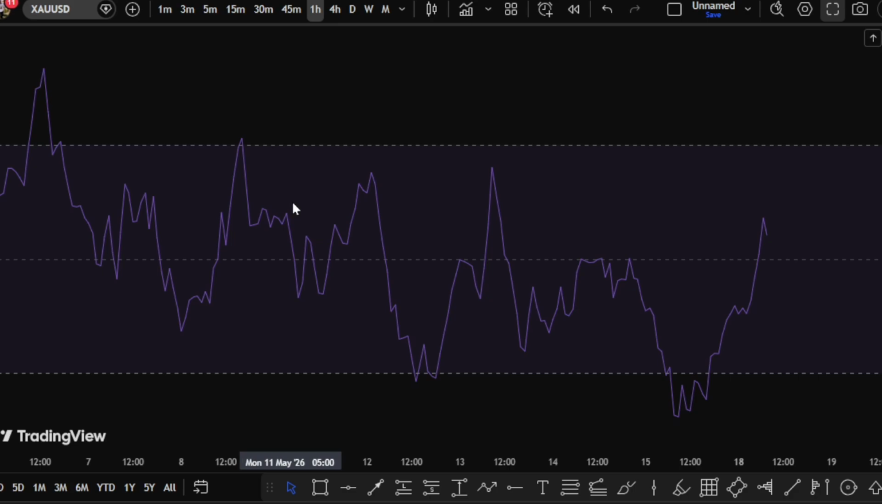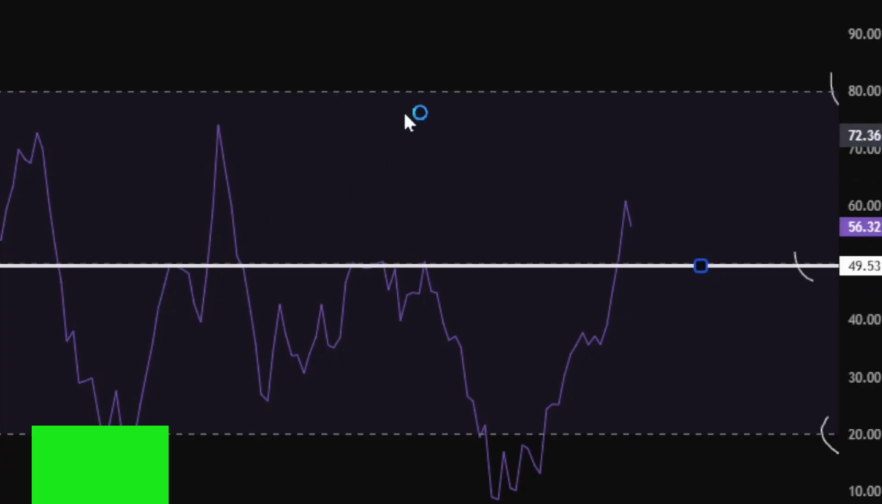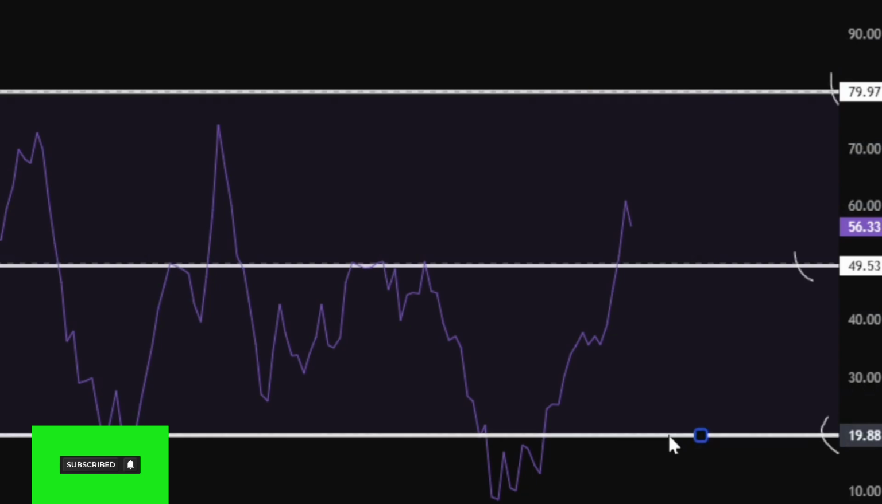There are two main important levels, which are 80, this 80 here, and 20 down here. And the third one is this 50, which is called the mid level, or center line. As you can see here, it is a center line. This 80 is the upper line, and this 20 is the lower line.